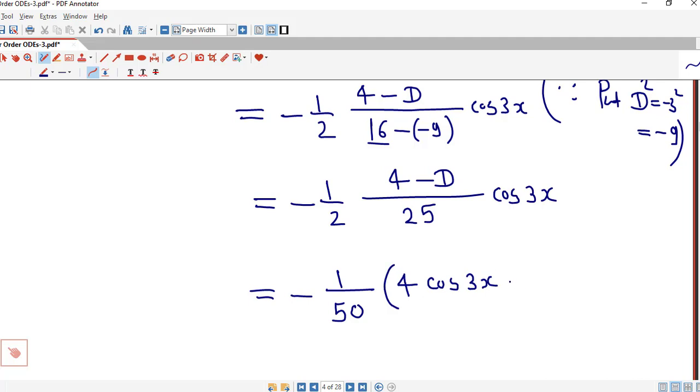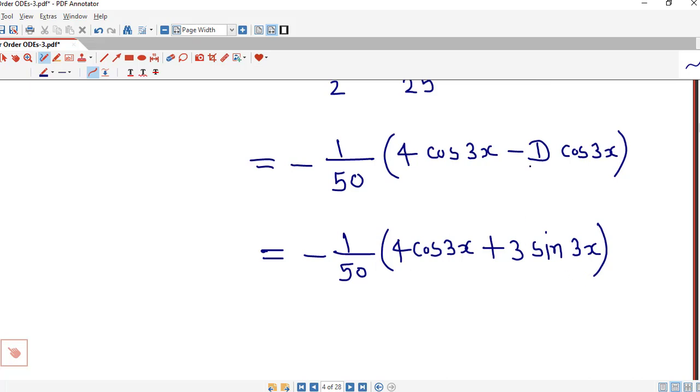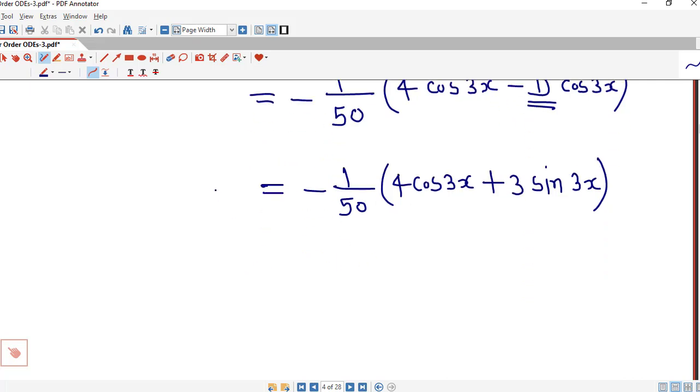So 4 cos 3x minus D of cos 3x, that is the derivative of cos 3x. So minus 1 over 50, 4 cosine of 3x minus the derivative of cos 3x, that is minus sin 3x, and minus minus is plus, into 3, so that is 3 times sin 3x, because D is nothing but the derivative with respect to x. So the derivative of cos 3x is minus sin 3x, negative negative positive, and the derivative of 3x is 3. So this is the particular integral for the given differential equation.